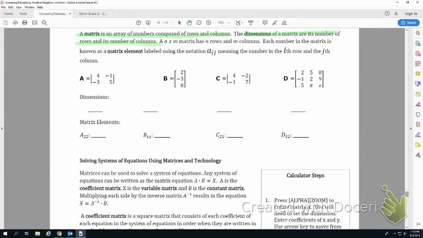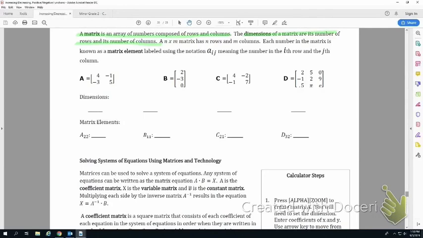It says an n times m matrix has n rows and m columns. It's kind of what I was talking about. Each number in the matrix is what's called an element, and it can be labeled with that notation. But I'll explain that definition whenever we get to these examples, because it makes a lot more sense going through an example than reading that definition. So let's go through here. Make sure that you can identify the dimensions, because you're going to have to tell the calculator, hey, give me a 3 by 3, or give me a 2 by 2, or whatever it may be.